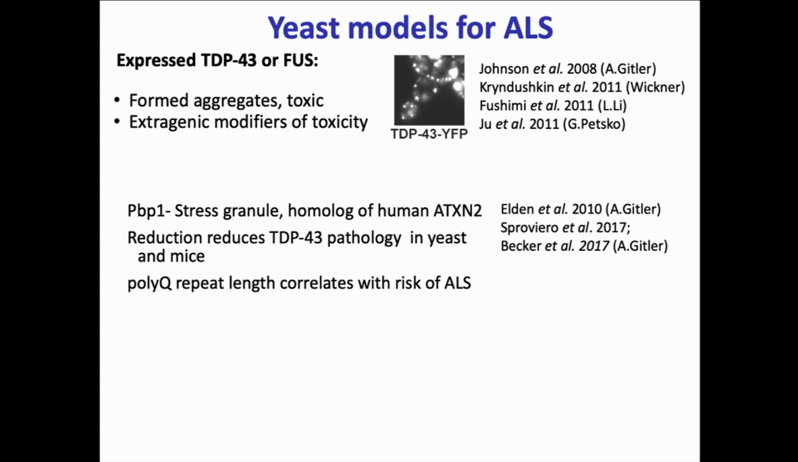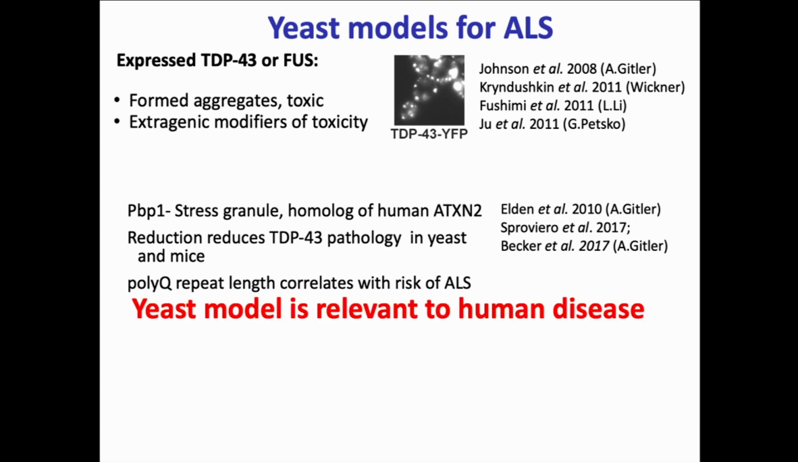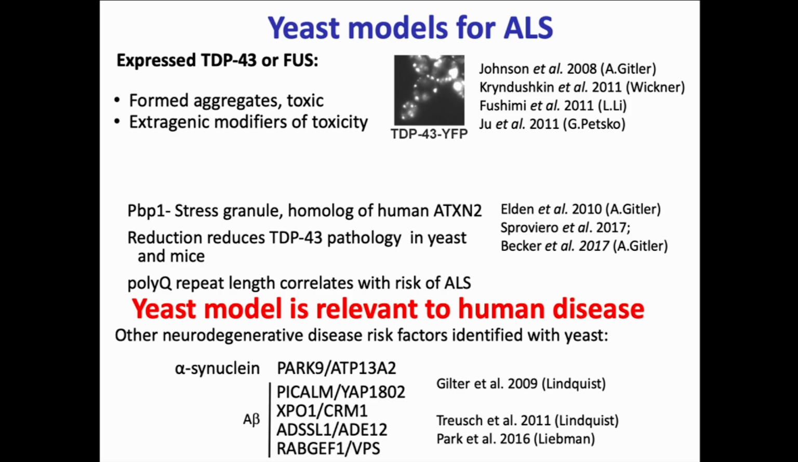Furthermore, Aaron showed that ataxin 2, which has a poly-Q repeat, the length of the poly-Q repeat in ataxin 2 correlates with a risk of ALS in humans, so that a modifier found in a yeast model system predicted a human disease risk factor. Therefore, the yeast model is relevant for human disease. This is not the only case where a human disease risk factor has been identified using a yeast system. So here are some other such examples.